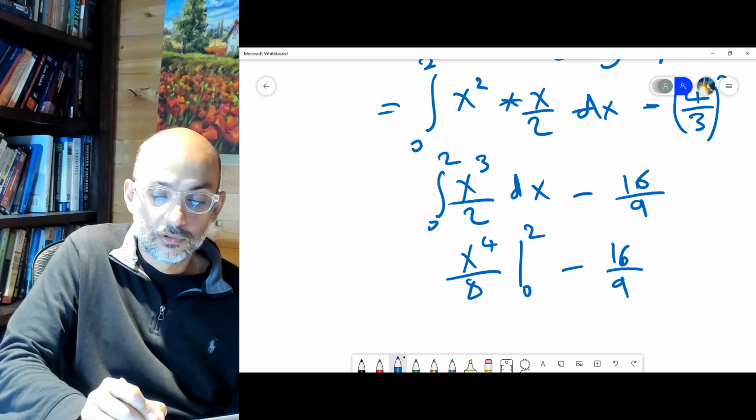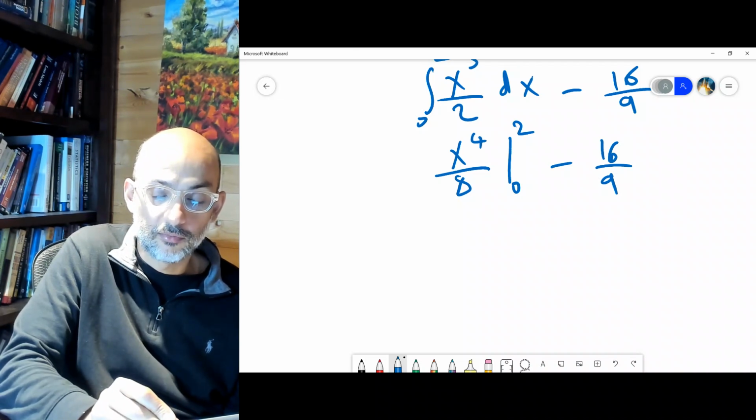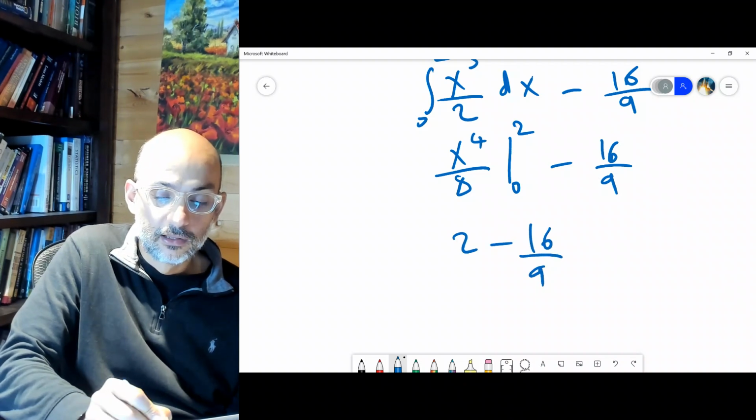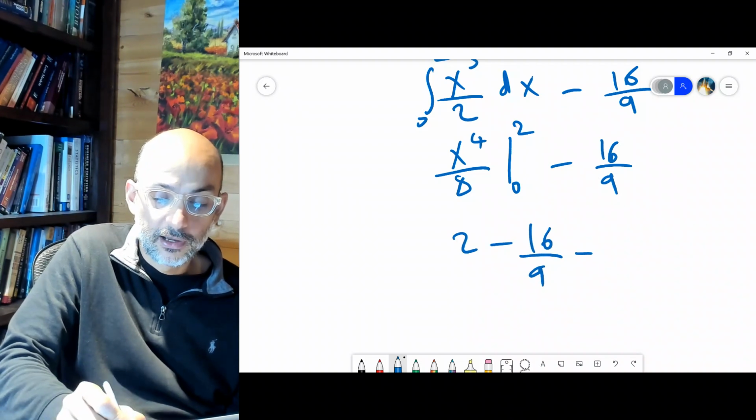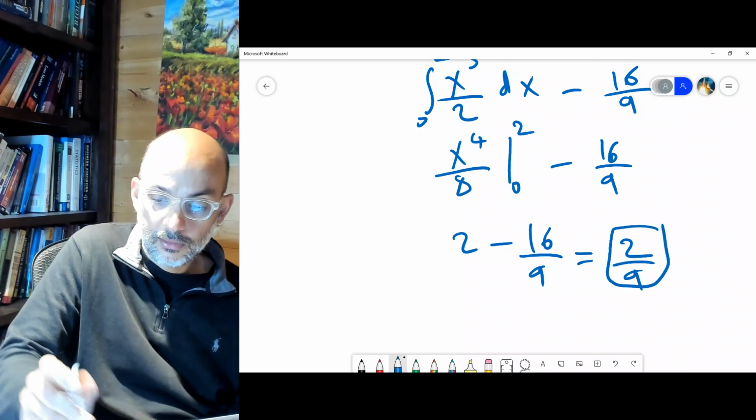So if you take 2 to the fourth, it will be 16 divided by 8, it will be 2, minus 16 over 9. 2 is 18 over 9, so this will be 2 over 9, right? Correct. So I think we can stop here.